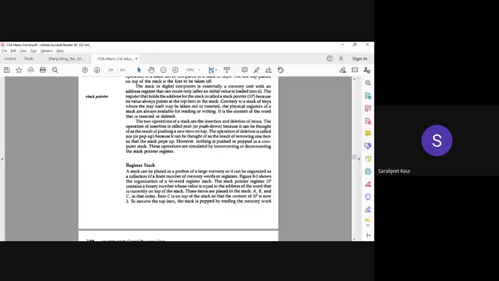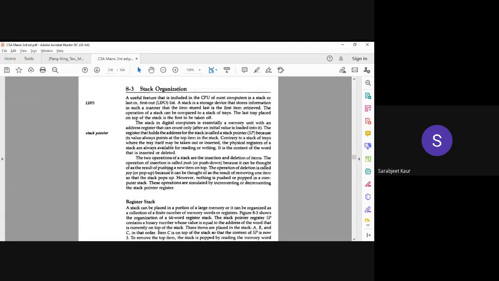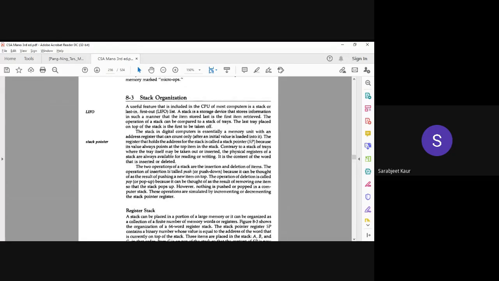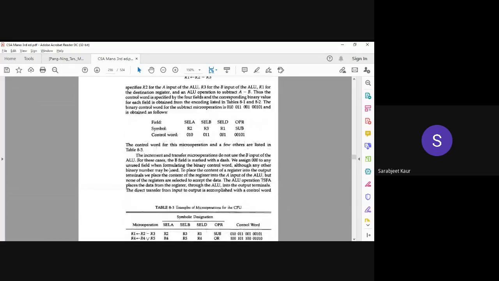What is a register stack? A register stack is a set of registers arranged one over the other, in which you can add or remove data only from the topmost register. So again, as I said, a stack could be implemented using arrays, linked lists, or maybe registers. That is the implementation. You don't need to go into those details right now, however.